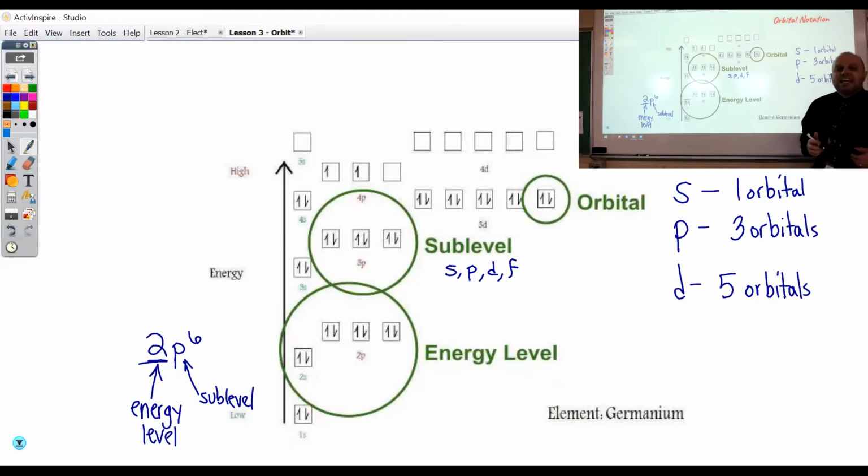Each orbital is capable of holding 2 electrons. So, if you notice, the highest number we will ever have for an s is s2. When we have p's, the highest number that we'll ever have in the p sublevel is 6. And because we have 5 orbitals in the d sublevel, the highest number of electrons we will ever see in the d sublevel is 10.